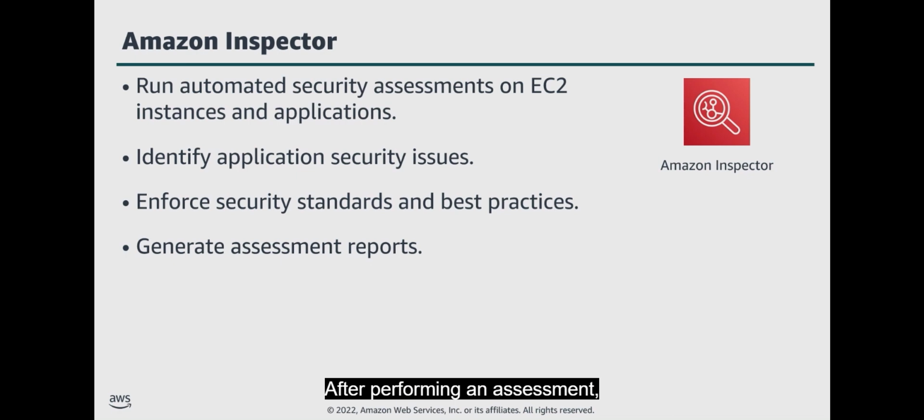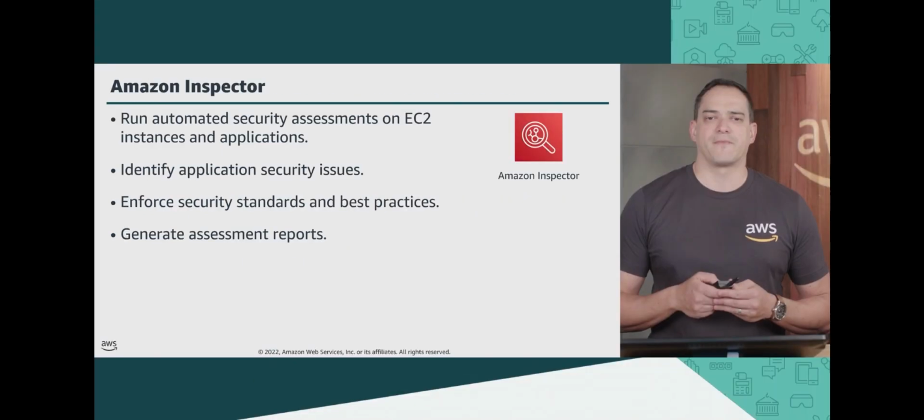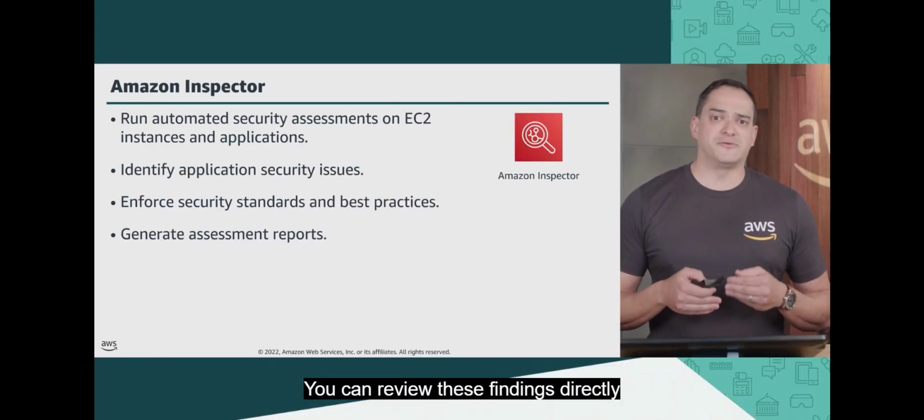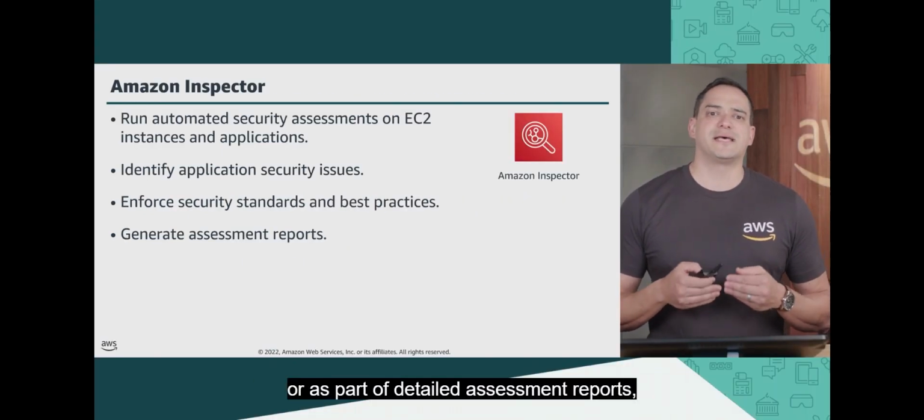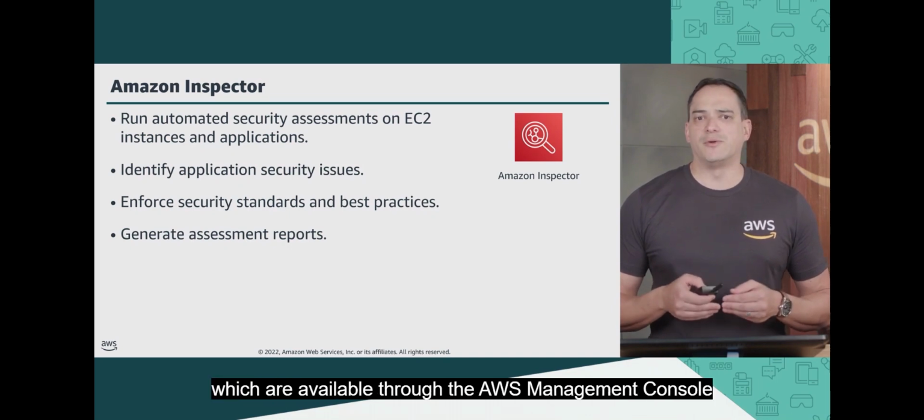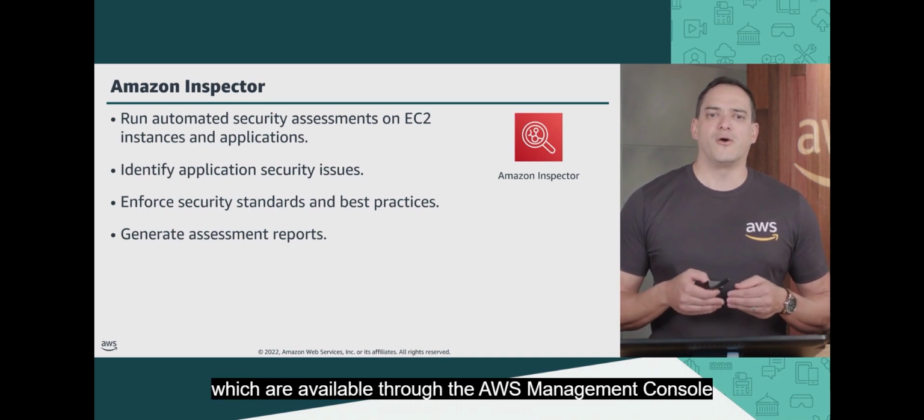After performing an assessment, Amazon Inspector produces a detailed list of security findings prioritized by level of severity. You can review these findings directly or as part of detailed assessment reports, which are available through the AWS Management Console or API.